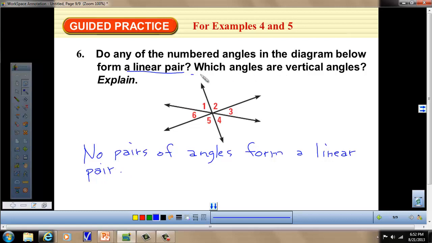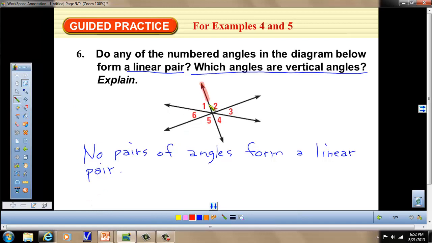But if we go over this, which angles are vertical angles? There's quite a few here. Again, what we want to do is look at this line and this line, for example. We want the ones that are directly across from each other. So what's directly across 1? 4 is across 1. So we can say angle 1 and angle 4, and then we can move to the next two.